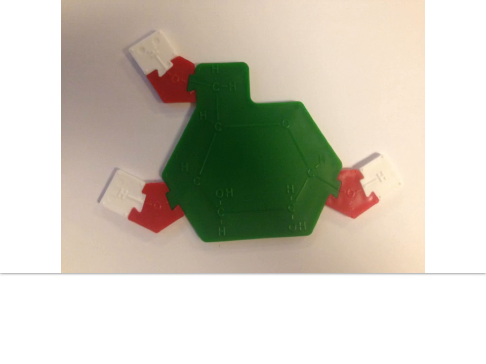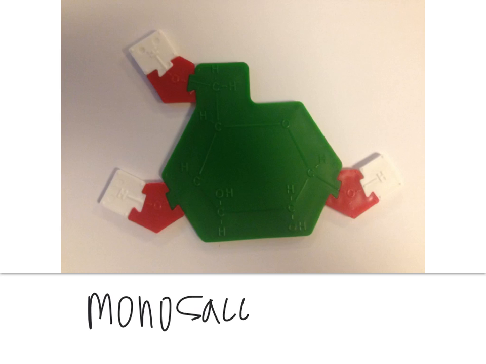Now this first one that I'm looking at here, this is a carbohydrate. So we're going into carbohydrates first. Now, this is only one carbohydrate. So 1 means mono, and carbohydrates are your sugar. The scientific term for sugar is saccharide. So this is a monosaccharide. Mono means 1, saccharide means sugar.